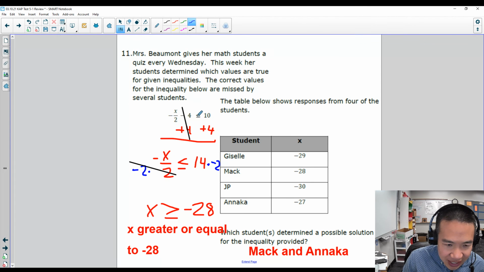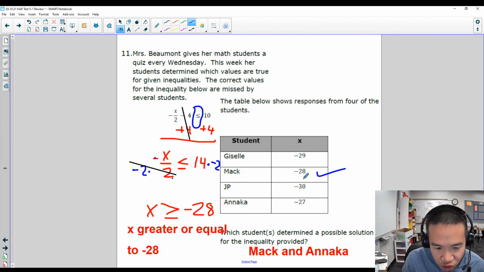11, please solve this inequality. I like to circle the inequality, and I cover up the x with my hand. I add 4 to both sides. So I have negative x divided by 2 less than or equal to 14. To undo dividing, I multiply both sides by negative 2. Cancel. Remember, when you multiply or divide by a negative, you have to flip the inequality around. So x is greater than or equal to negative 28. So it can be negative 28. But which number is greater, closer to 0? Annika. So Mac and Annika.